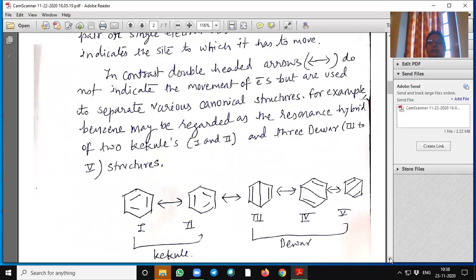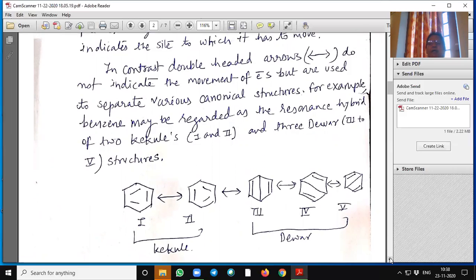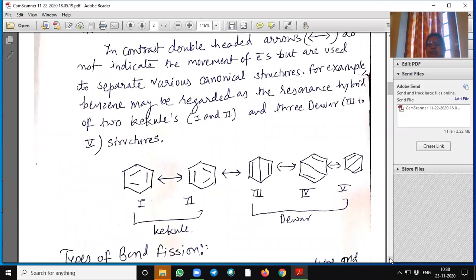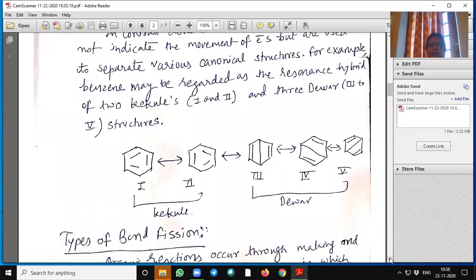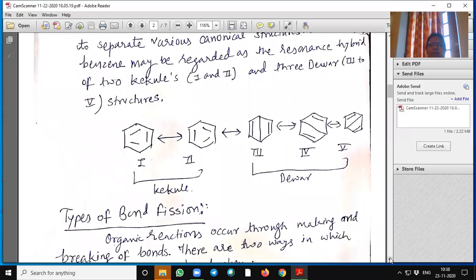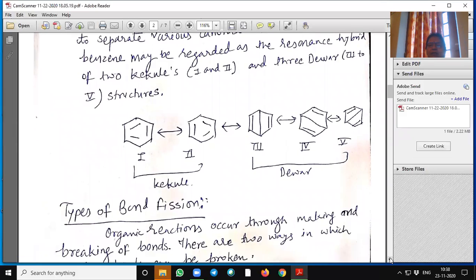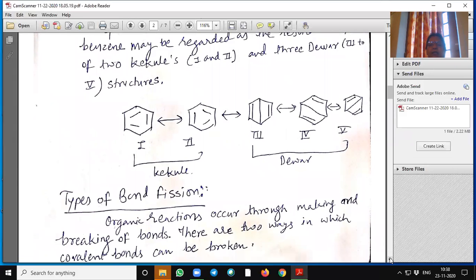In contrast, double-headed arrows do not indicate the movement of electrons but are used to separate various canonical structures. For example, benzene. Here we have shown the Kekulé structure and Dewar structure by this double-headed arrow.